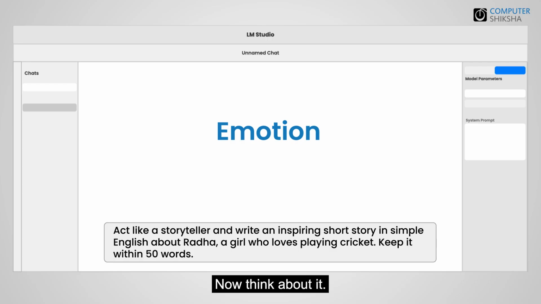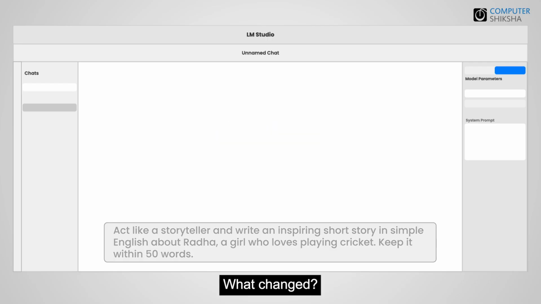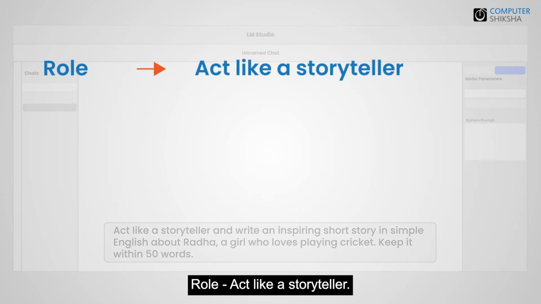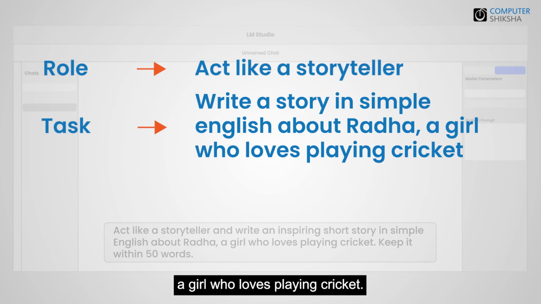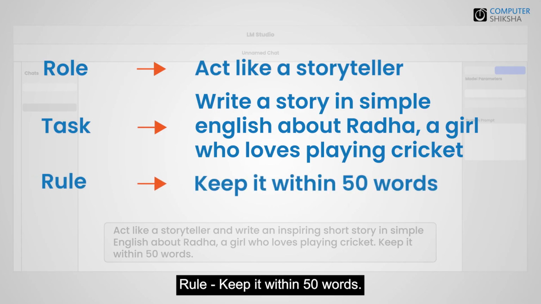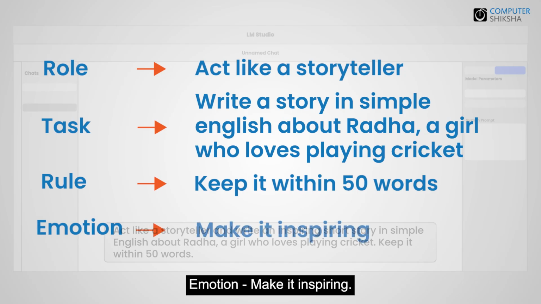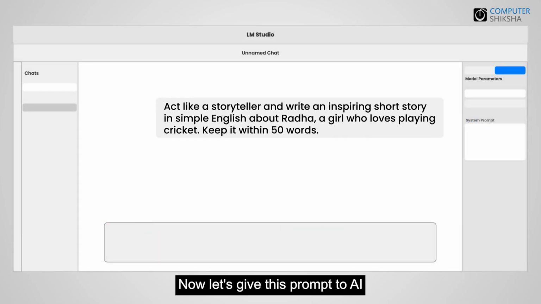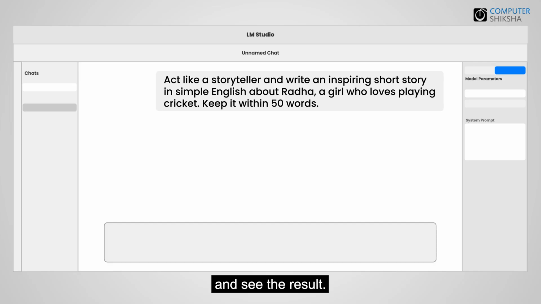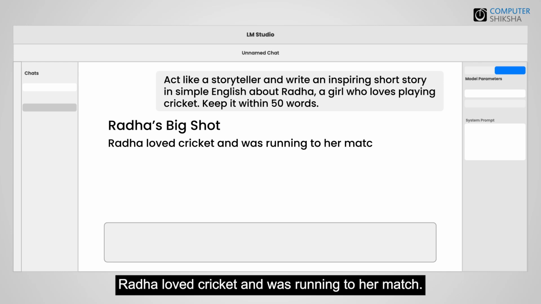Now think about it. What changed? Now AI understands role, act like a storyteller. Task, write a story in simple English about Radha, a girl who loves playing cricket. Rule, keep it within 50 words. Emotion, make it inspiring. Now let's give this prompt to AI and see the result.